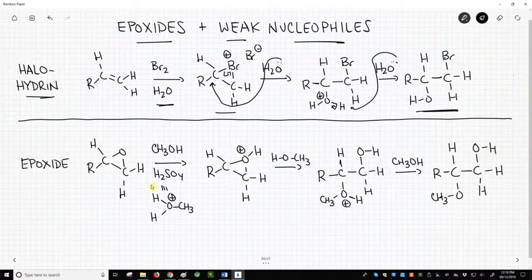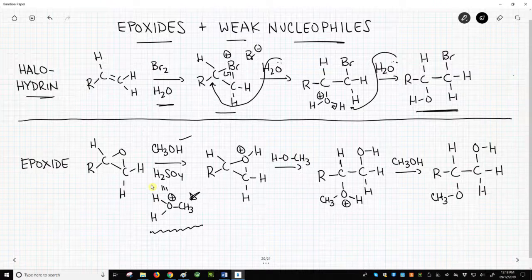Now let's move on to epoxides in acid, sulfuric acid, and a solvent like water or an alcohol. Let's choose methanol. Okay, first remember that when you have a strong acid like sulfuric acid and a solvent, the actual acid is the protonated solvent. So we have our epoxide in the presence of an acid, protonated methanol.